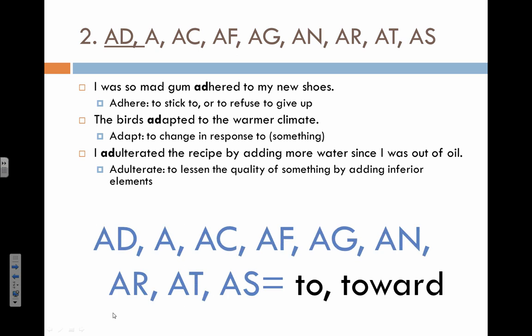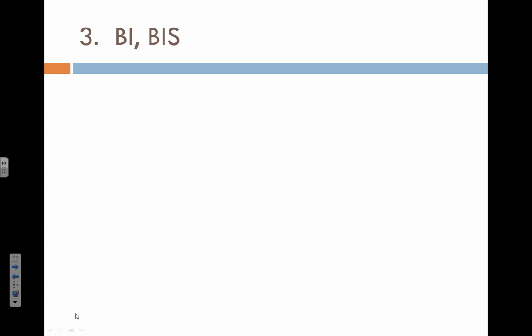AD means to or toward. To or toward. Root number 3, by or bis. Depending on which language you're in, it might also be pronounced bice.